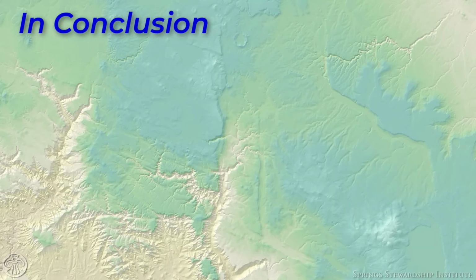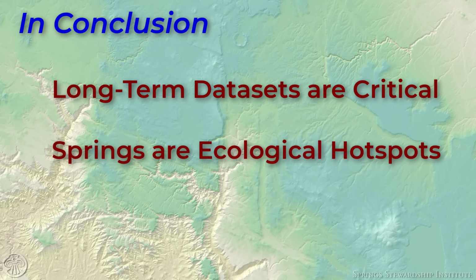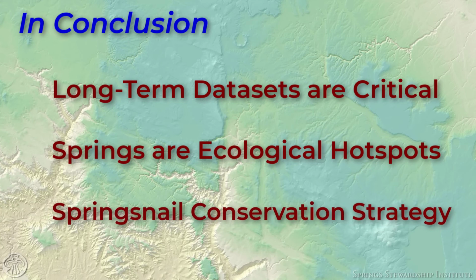Now, in sum, I'd like to reiterate that these long-term datasets are critical to understanding how our ecosystem is responding to the severe pressures we're putting on it. Second, springs ecosystems are critical ecological hotspots, hosting and supporting almost all species in the landscape, and they provide refuge and shelter from drought and climate change. As such, they're prime candidates for long-term study. And finally, the Springsnail Conservation Strategy is a case study that demonstrates the successful implementation of Springs Online to assess threats to these species and to develop a plan to maintain and restore their habitats.